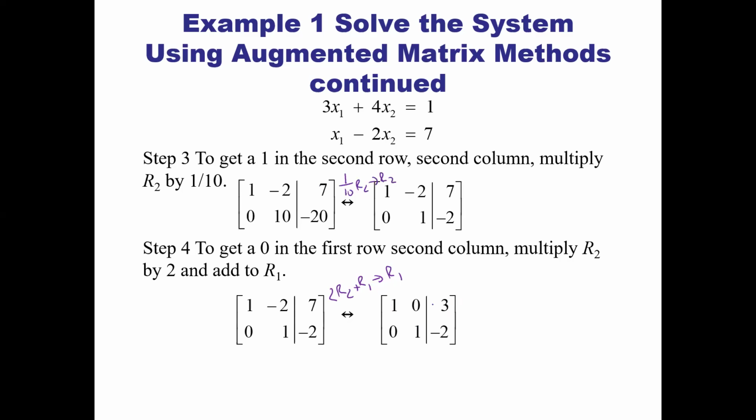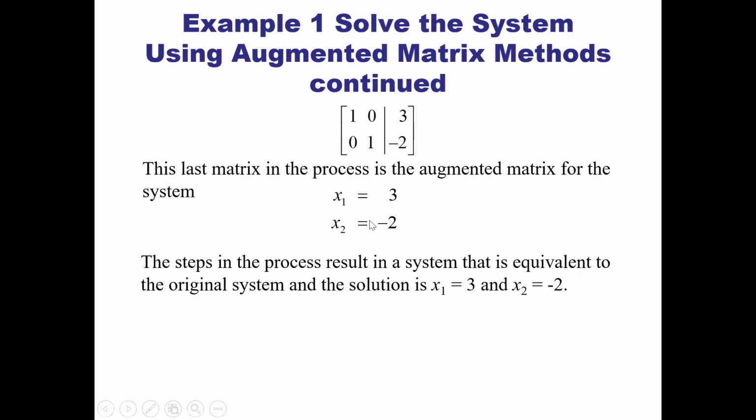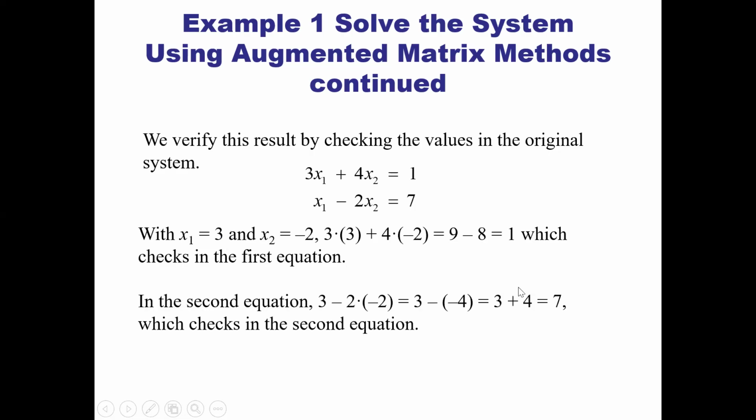So what this says is x1 is equal to 3 and x2 is negative 2. Okay, so we just kind of read across and that's what our answer is. And that's what they show here. And then the key thing is to make sure and do a check. So they're going to verify the checks. They're going to plug in the values, and that checks the first equation, and then that checks in the second equation.